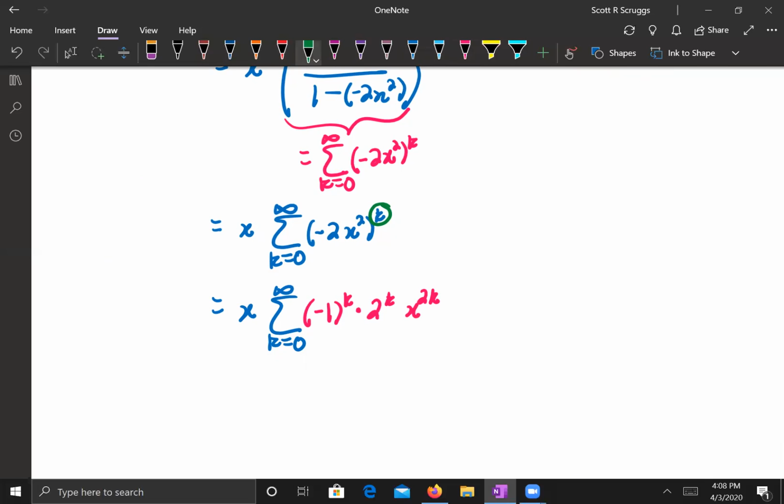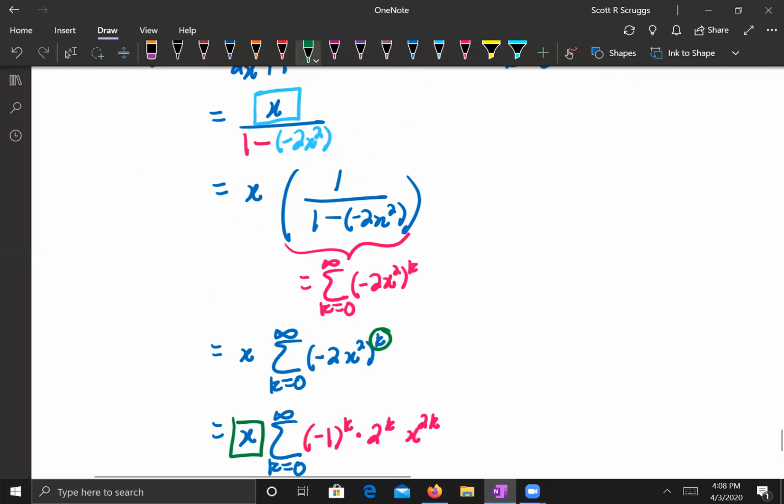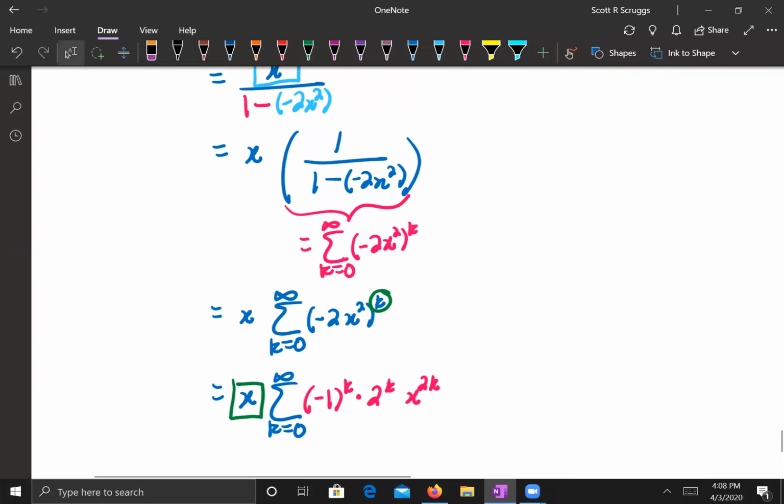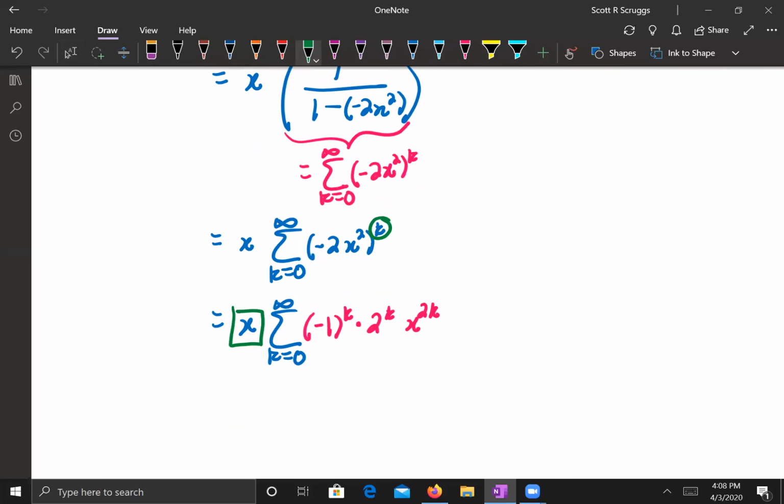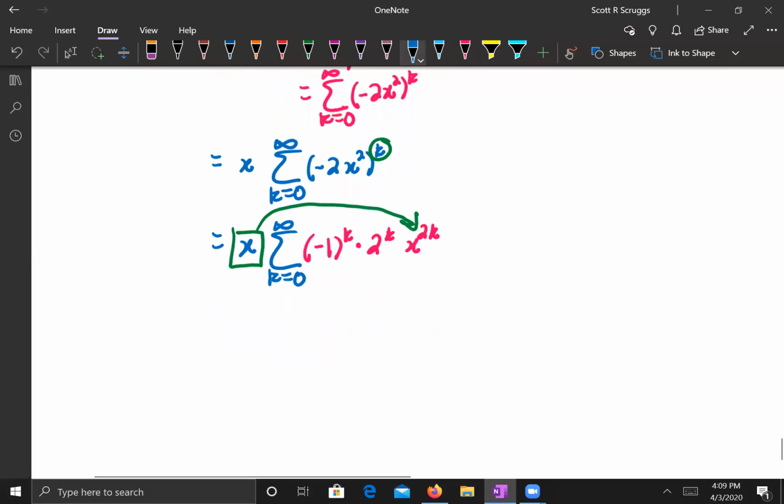Now I'm going to use my property that was mentioned above that says if I have x raised to a power on the outside, I can move that inside my power series and then combine them, which will give me the power series.